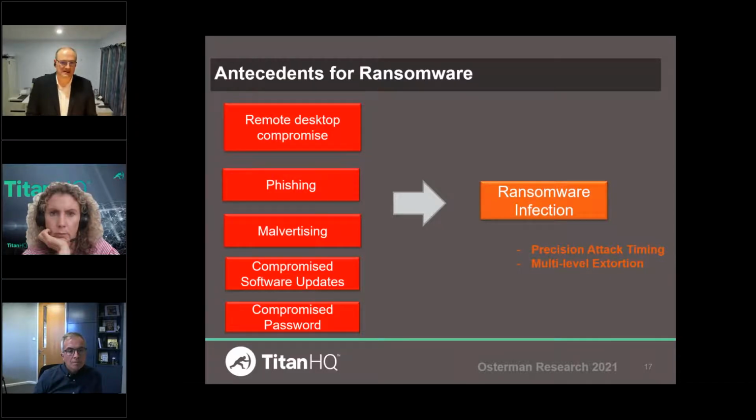No longer is it we've encrypted your data, now pay us to decrypt it. We've now got things like we've stolen your data, pay us to not release it, and oh, by the way, we've also encrypted your systems. Or we've stolen your data, and if you don't pay us, we're then going to auction it off to other people so that they can access your intellectual property. There's multiple levels of extortion that are coming in to increase the likelihood that a cyber gang will actually receive a payment.